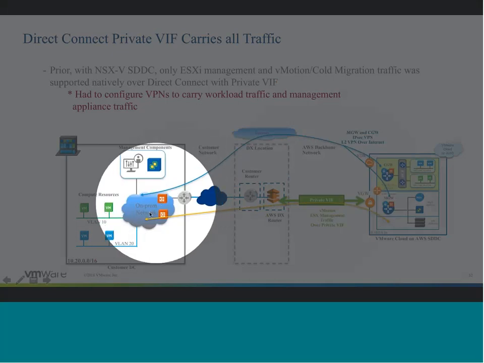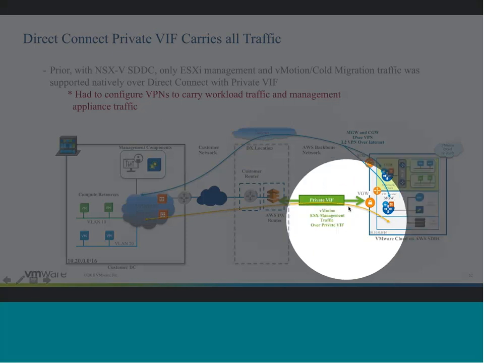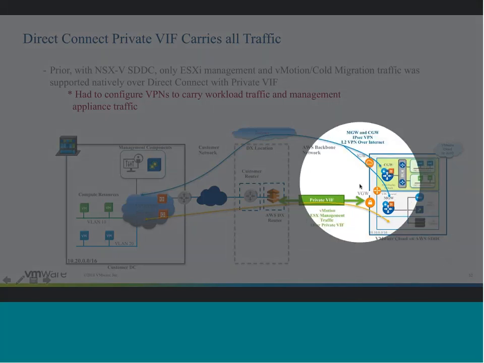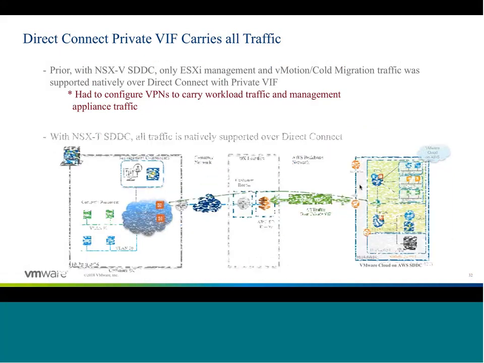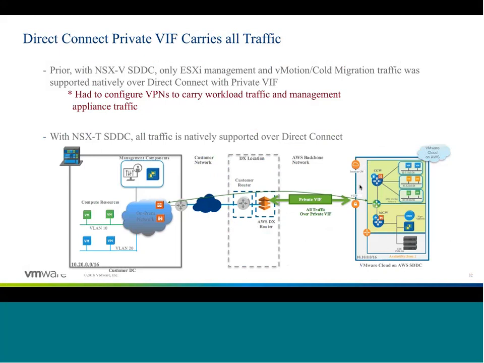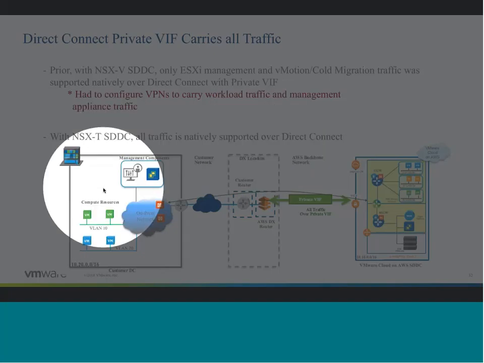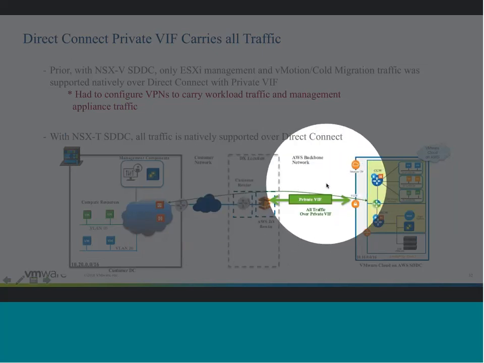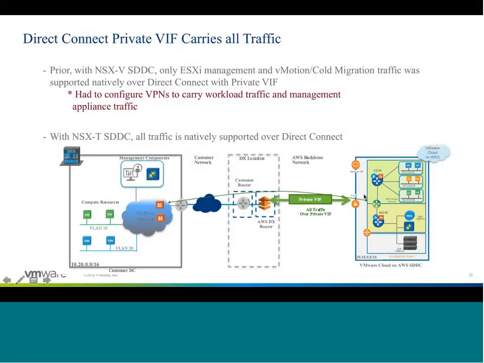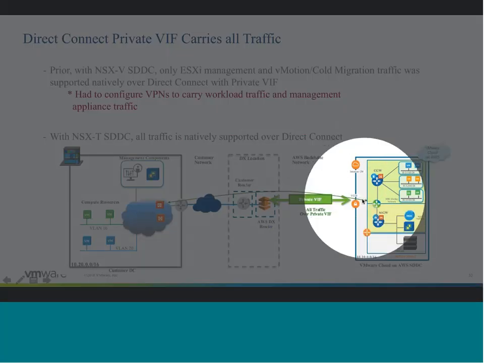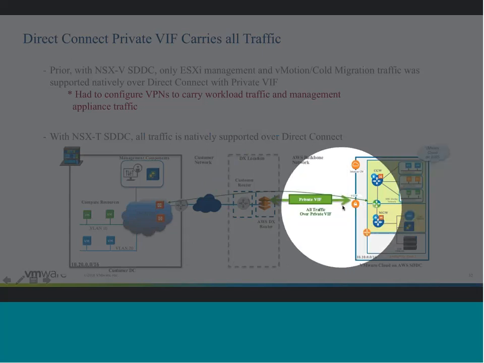So it was a bit more complex, and what customers really wanted was to carry all traffic over to Direct Connect private VIF, which terminates directly into the VMware Cloud on AWS VPC. Okay. So now with NSX-T SDDC, we actually support that. And again, this was a limitation with transitive routing on the AWS side. So what would happen is when traffic came over this Direct Connect terminates in VGW that's sitting within VMware Cloud on AWS SDDC. That VGW didn't know how to reach those NSX network segments, right?